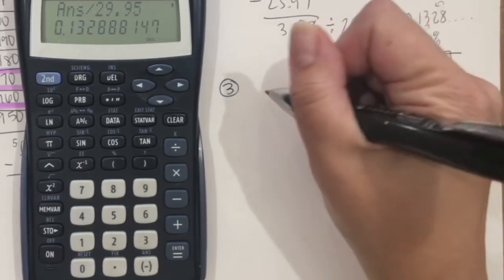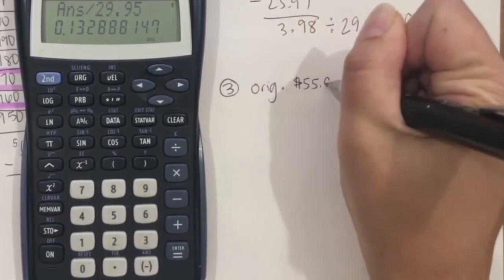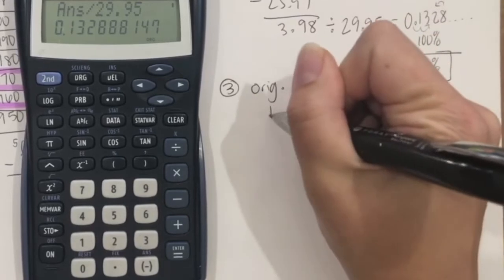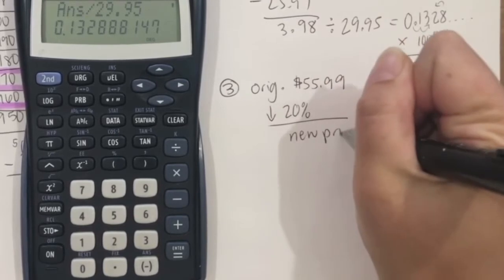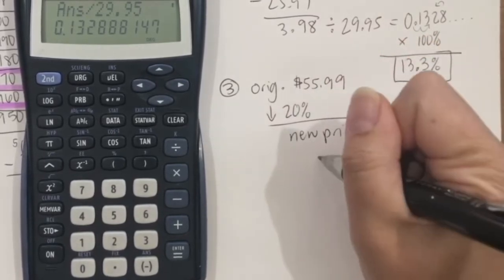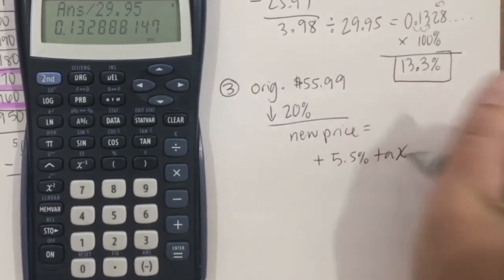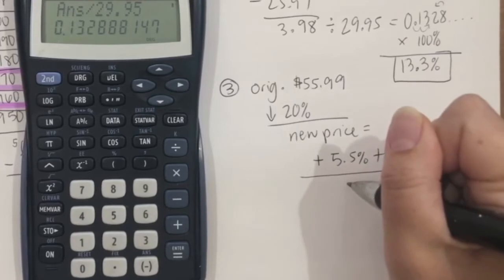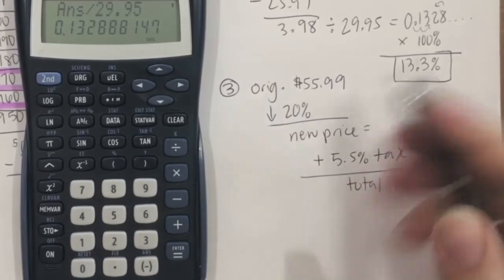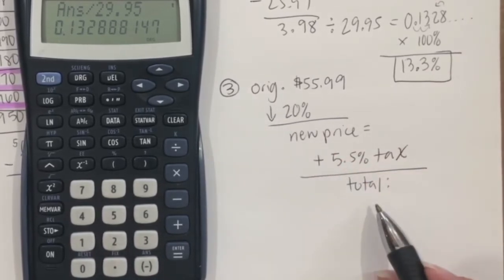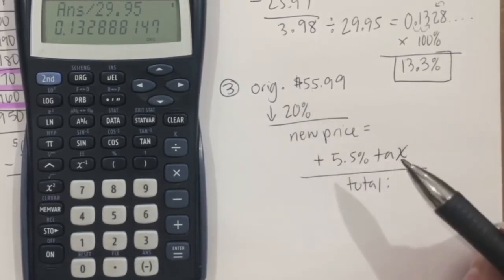Okay, so originally $55.95, reduced 20%, new price, and then plus 5.5% tax to get the total. Okay, so that's kind of our process here of what we're going to do. So let's reduce $55.95 by 20%.